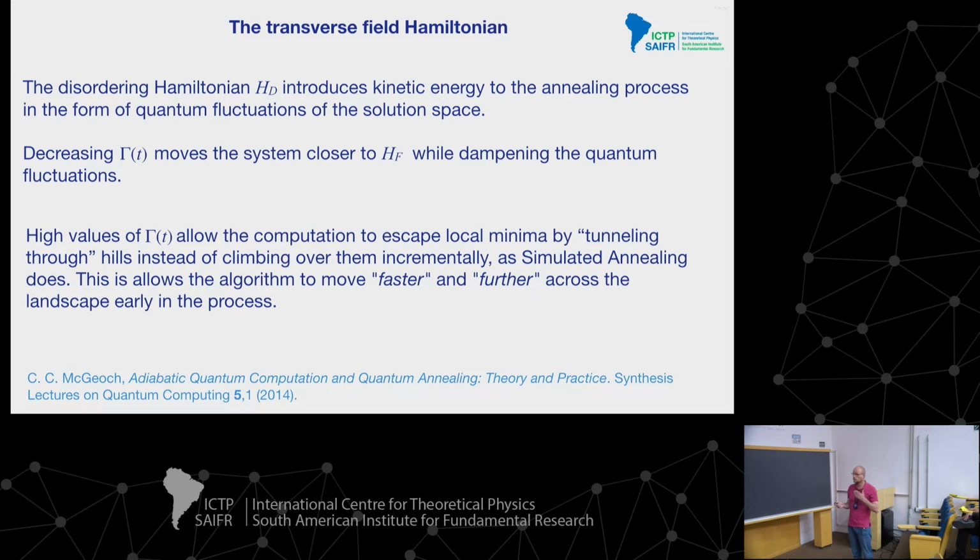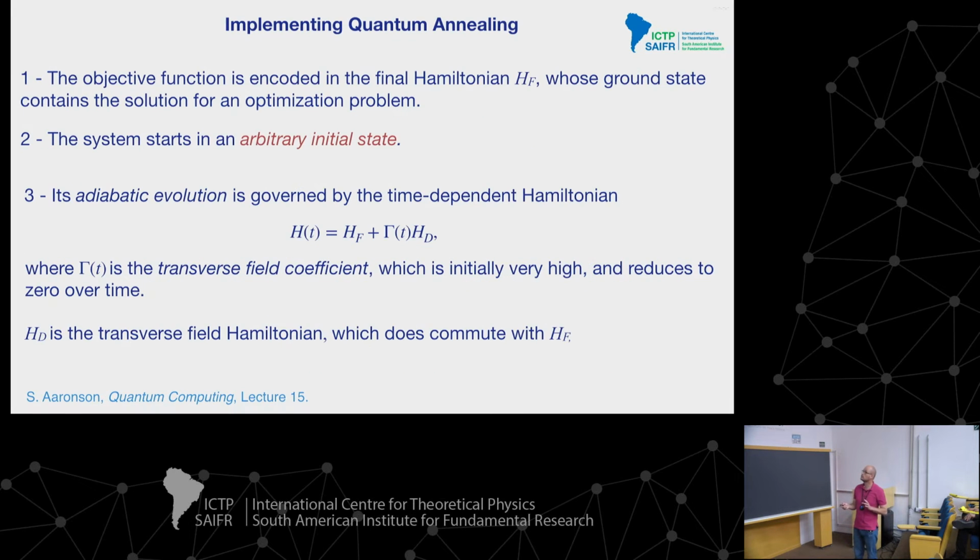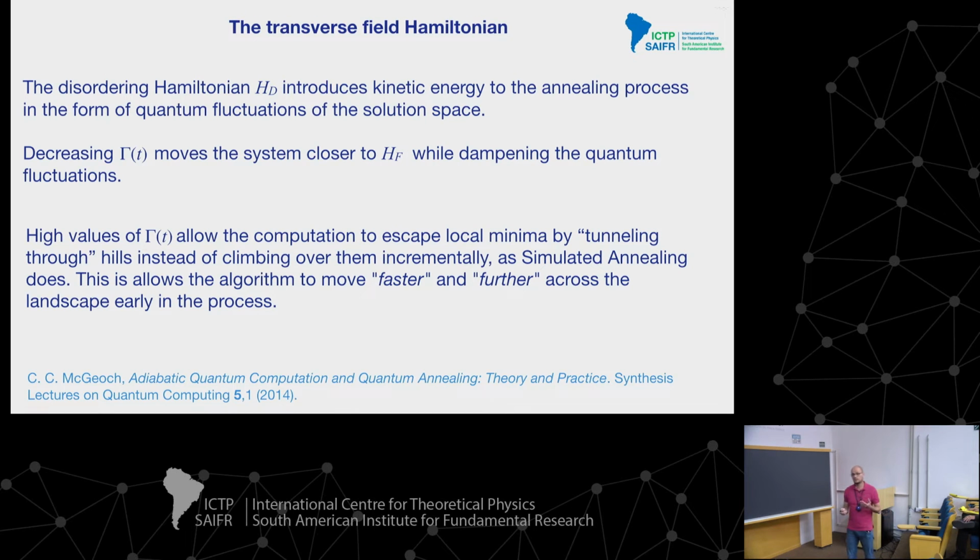And what is the interpretation of this transverse field Hamiltonian? This term, this transverse field, will introduce basically kinetic energy on the system, and this kinetic energy will introduce more quantum fluctuations in the system. This will enable the system to tunnel through the barriers, okay? And we hope at the end of the computation we'll find our desired solution. That's the idea.